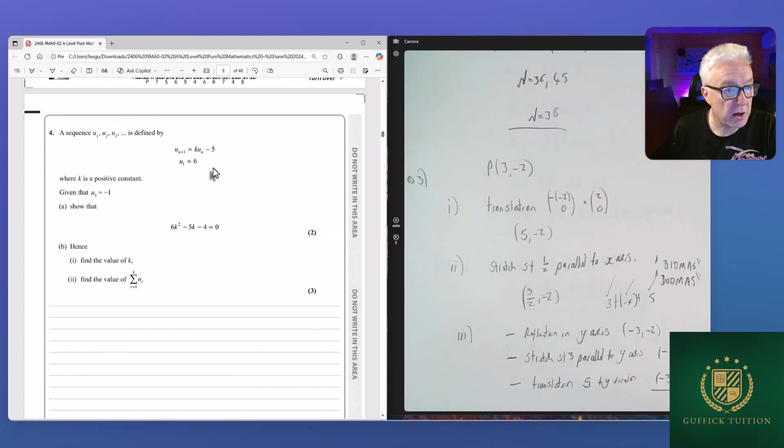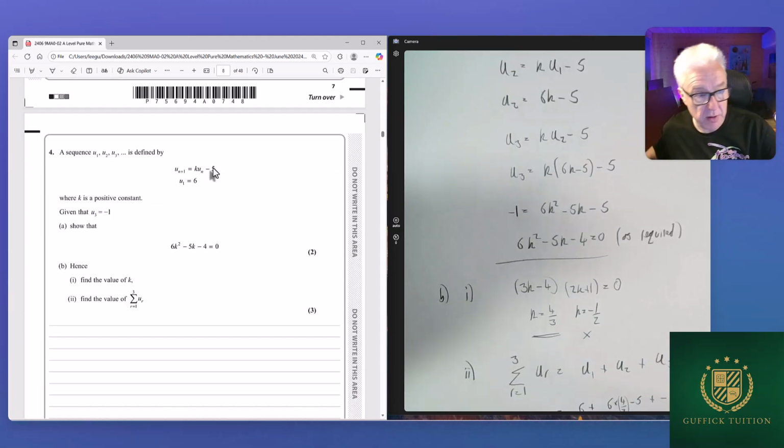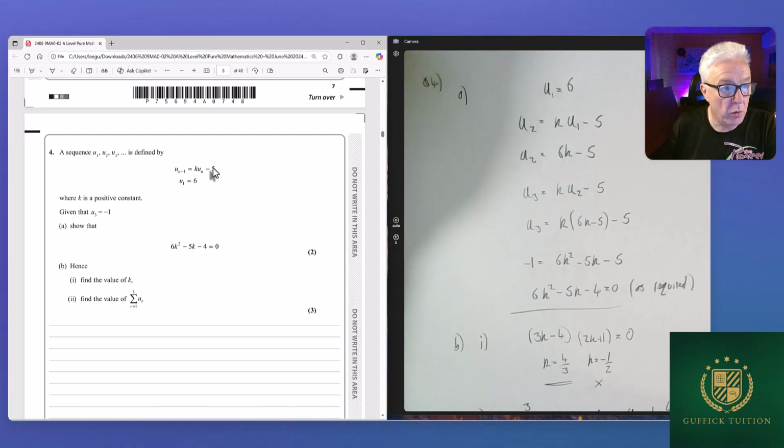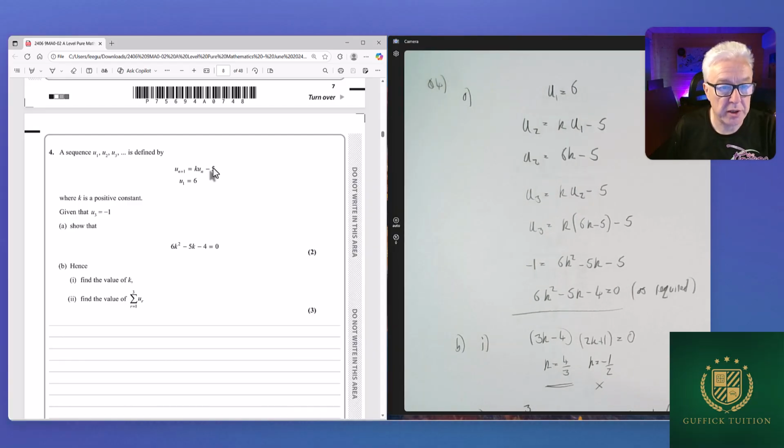Question 4, what have we got? A little bit of recursive iteration. A sequence u1, u2, u3 is defined by u(n+1) is equal to k times un minus 5, and the first term in the sequence is 6, where k is a positive constant. Given that u3 is equal to minus 1, show that 6k squared minus 5k minus 4 equals 0.